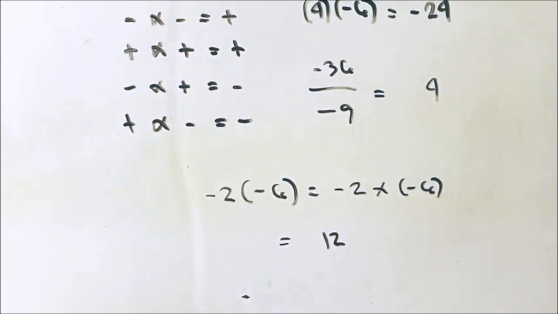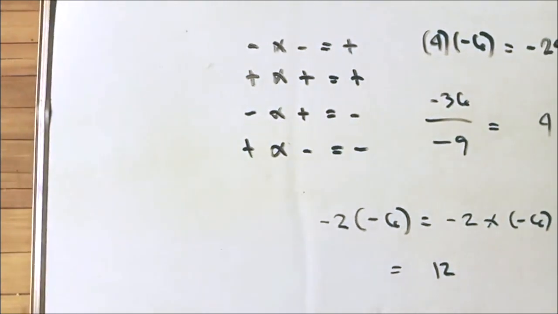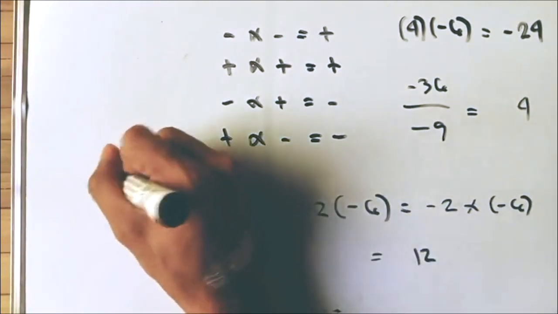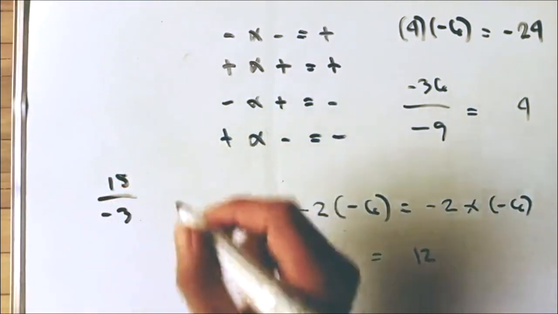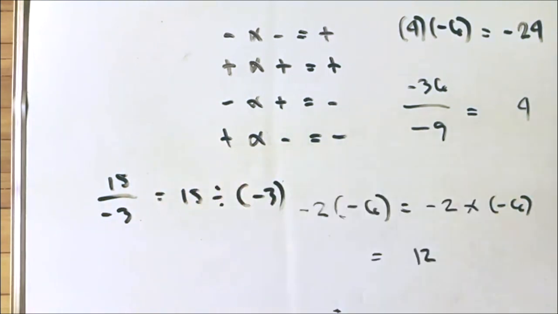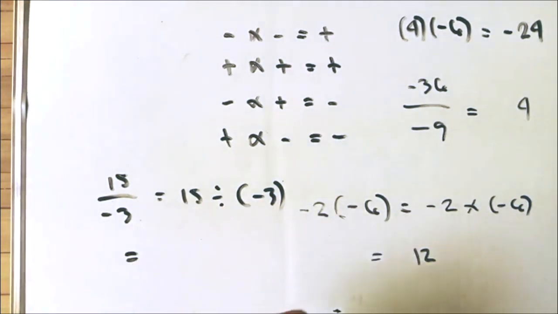So for example number 4, which will be our last example, which is 15 over negative 3. We can rewrite this as 15 divided by negative 3. So the signs are different, but we will still divide the numbers just like normal. So the result will be equal to 5, and the sign will be negative, of course, since we are dividing numbers with different signs.